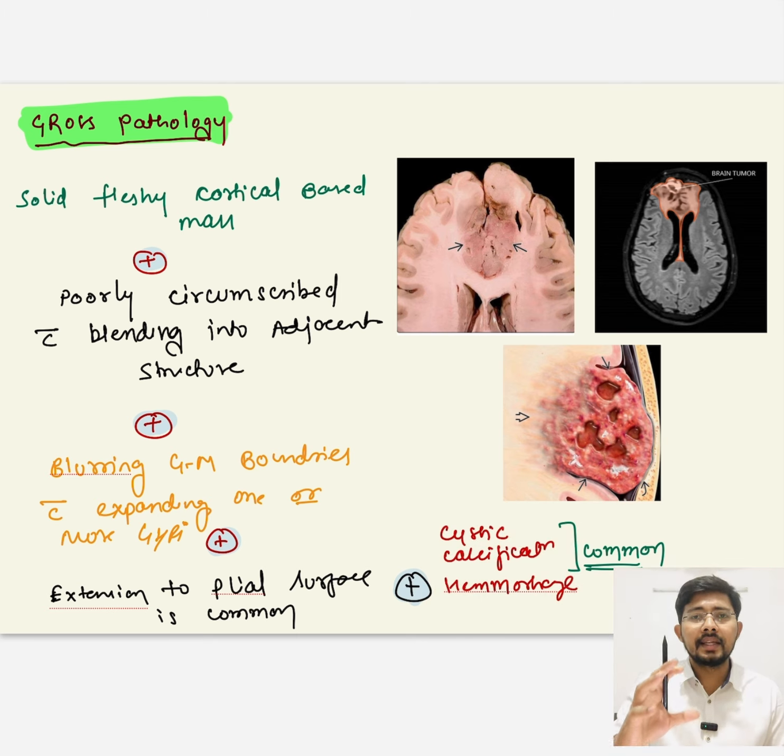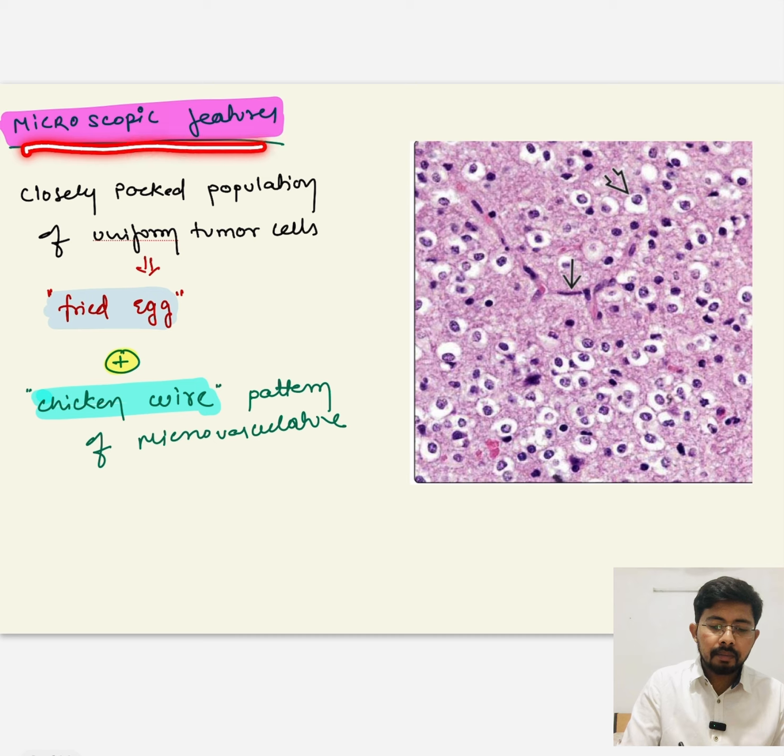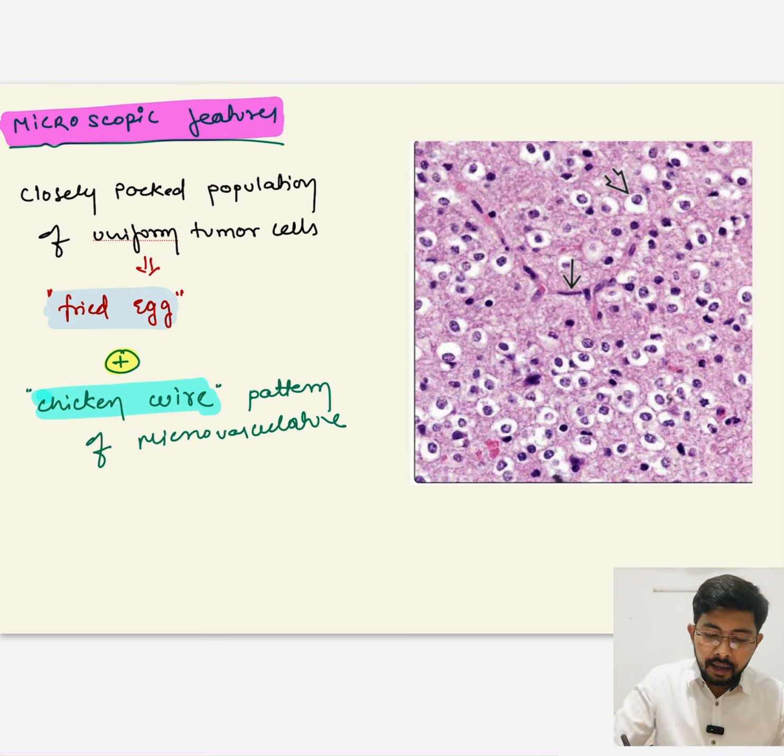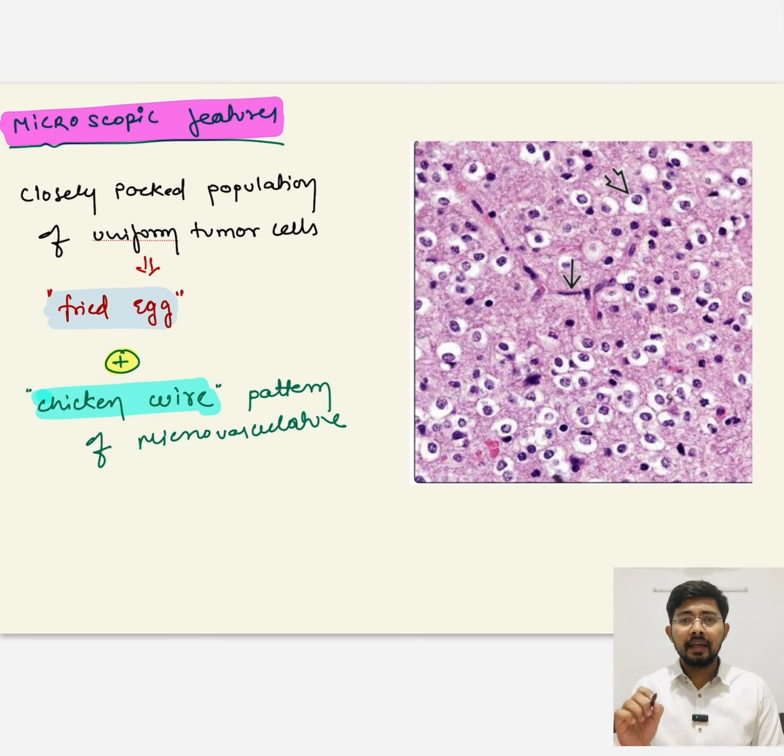More or less, we can see that this is a very ill-defined tumor touching the pial surface and occurring mainly at the gray-white matter junction. It also leads to expansion of one or two adjacent gyri, and calcification, cystic, and hemorrhagic changes are common in this tumor. Microscopically, it has a very beautiful fried egg appearance, with compact closely packed cells and microvasculature in between appearing like chicken wire. So the fried egg with chicken wire appearance is the classical microscopic feature of oligodendroglioma.